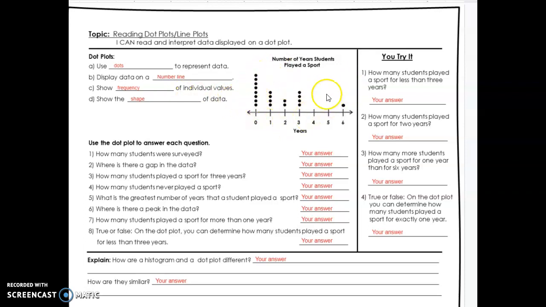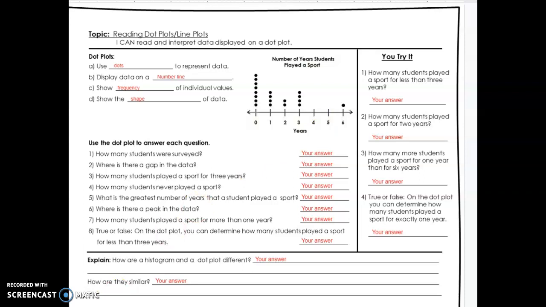So when I look at this right here, it's talking about the number of years students played a sport. And when we look at it, there are some people who played no years of sports, so they never played a year of sports. 1 year of sports, there were 4 people who played 1 year. There were 2 people who played 2 years of sports, 4 people who played 3, nobody who did 4 years, nobody with 5 years, 1 person who did 6 years.